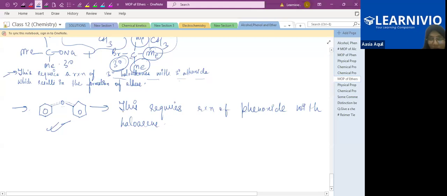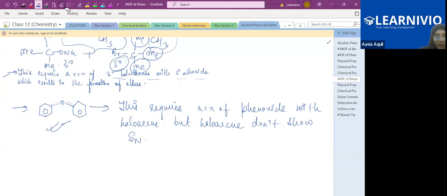So the reason you can write in your exam: this will require a reaction of phenoxide with haloarene, but haloarenes don't show nucleophilic substitution reaction. Got my point?